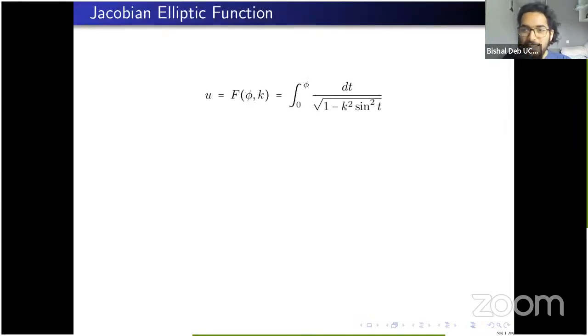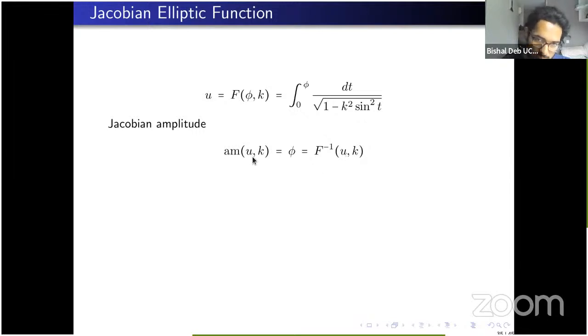So I'll very quickly tell you about Jacobian elliptic functions, about which I've only learned recently. I'm sure people in this audience know a lot better than me and probably can correct some historical inaccuracies if I have any. So you can define u to be this integral, and then the Jacobian amplitude is the inverse of this function f. So you invert f, and that gives the amplitude.